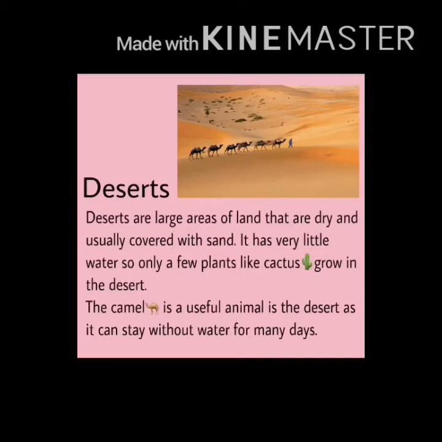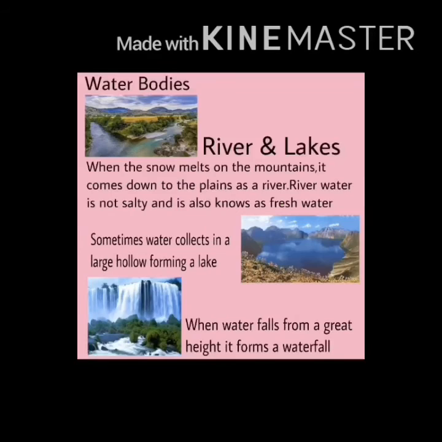Now moving on to the water bodies. Water is present on the earth in many forms. It gets circulated on the earth as rain. Rainwater is the cleanest form of fresh water.